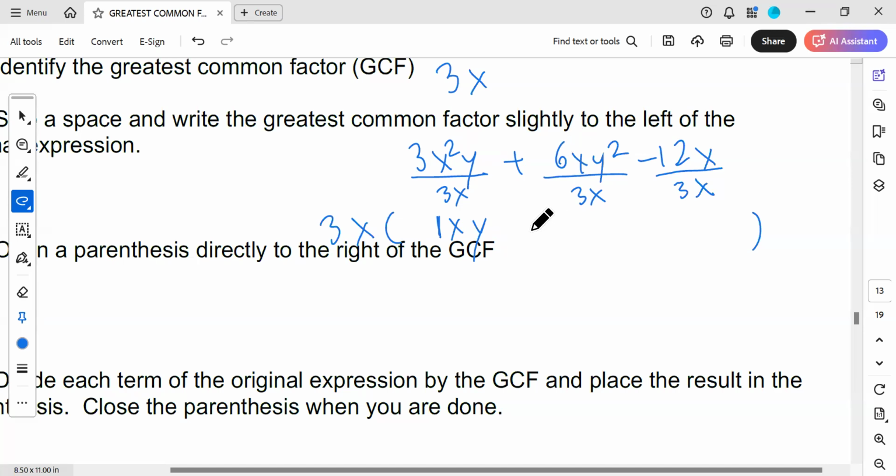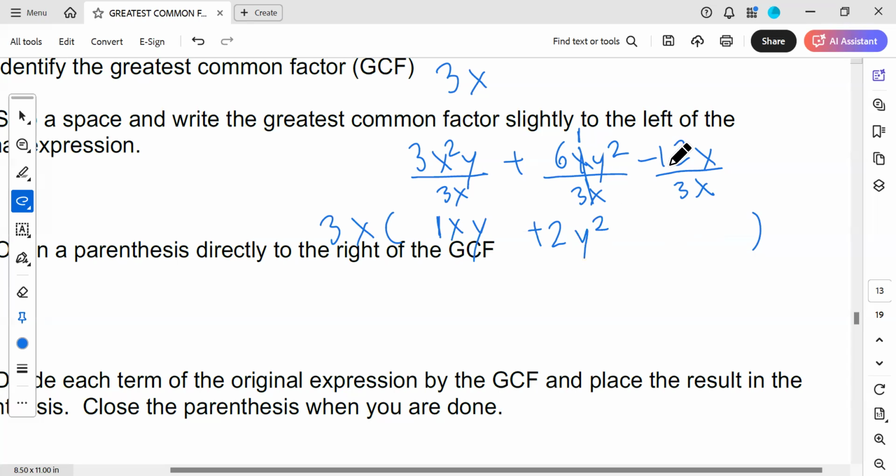What's 6 divided by 3? 2. Now I have x over x. What happens in that case? It cancels to become a 1. Now, if there was nothing left, I would write the 1. But since the 2 is there, 1 times 2 is going to simply just be 2. Then I have y squared. What's going to happen with that? It's just going to move on down.